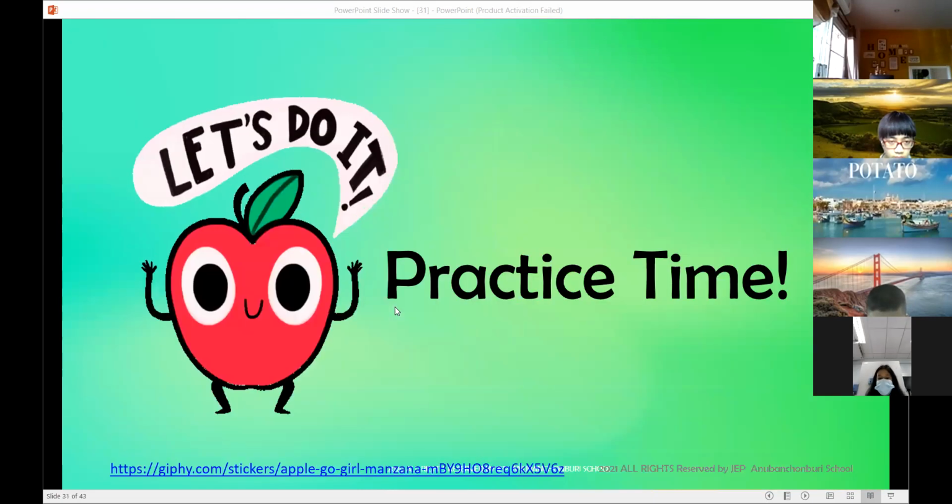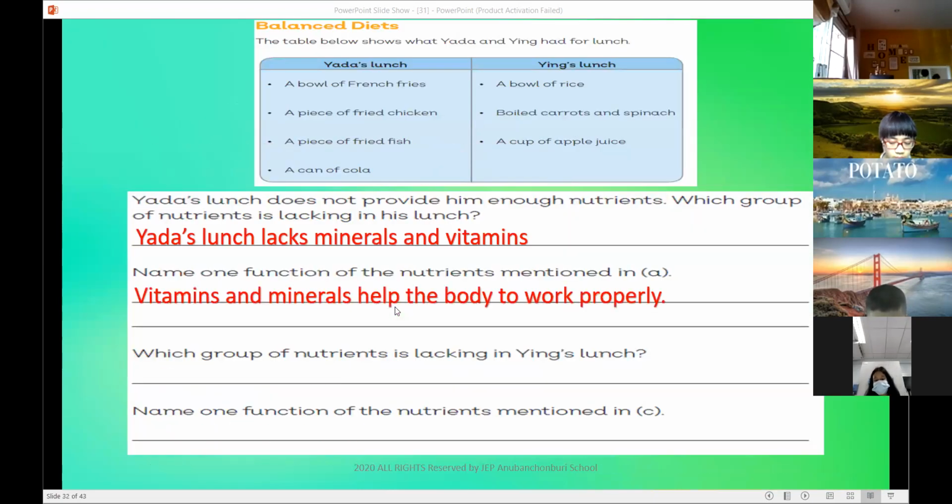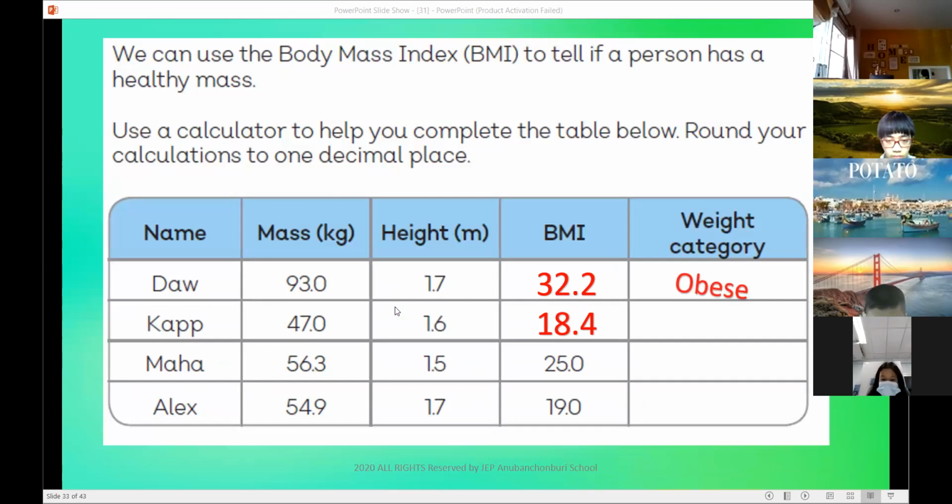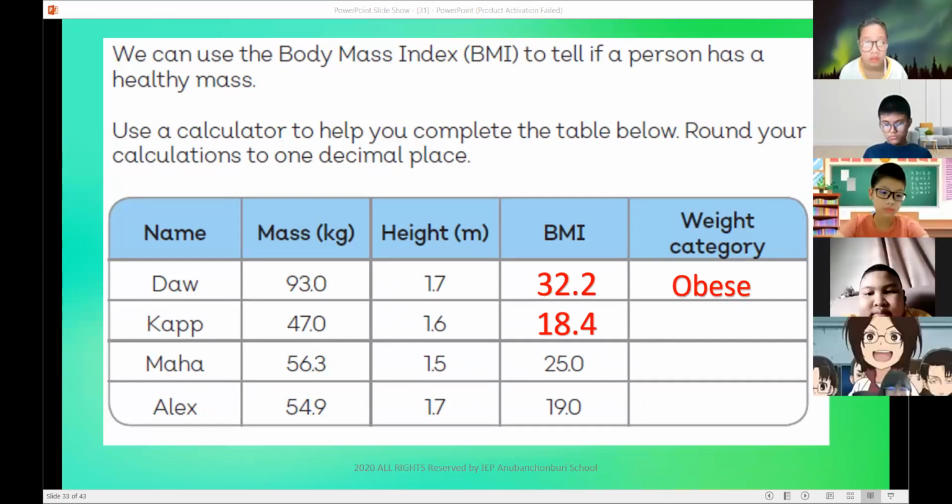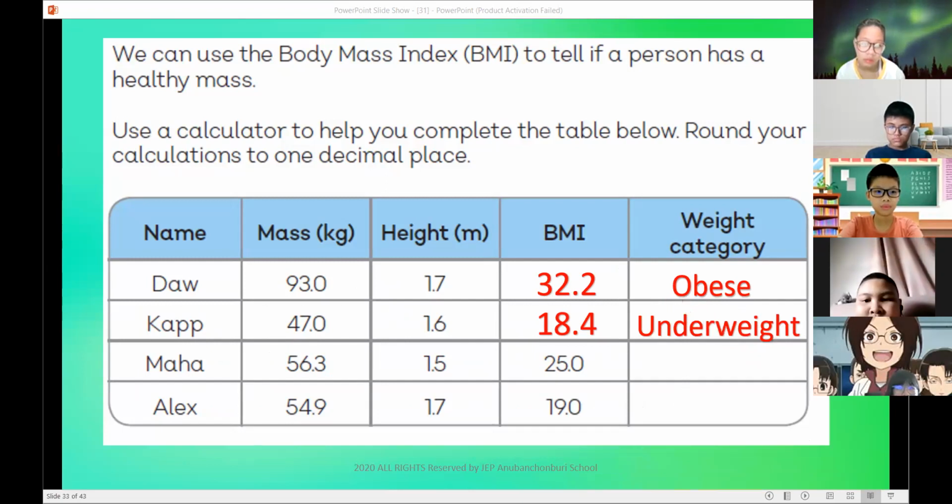In page 13. Okay, so, what about Cap here? 18.4. What is the weight category? Underweight. Underweight? Why can I hear only Nataya answering? What about the others? I will call someone else.